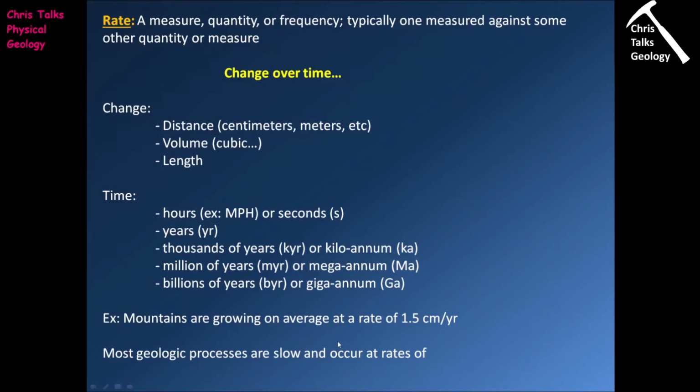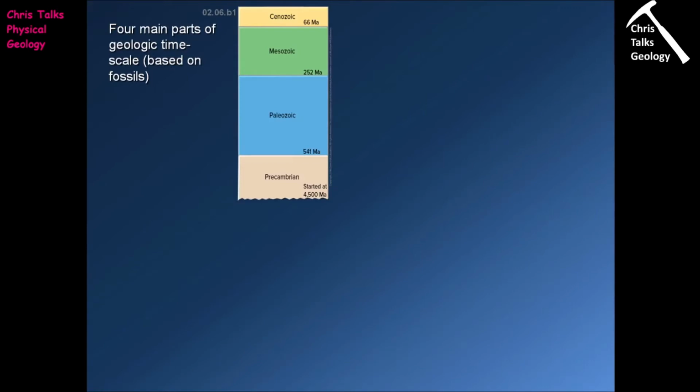Now, in terms of most geologic processes, they are nowhere near as fast as the increase in height of a mountain range. So most geologic processes are slow, and they're going to occur at rates of millions or billions of years. Now, this here is a crude geologic timescale. So we've moved from rate now, and now we're going to think about time.